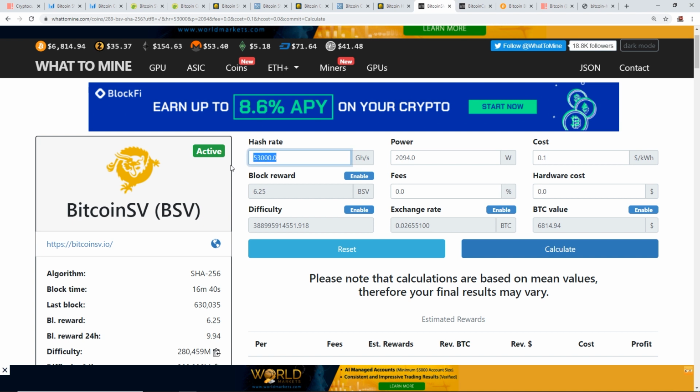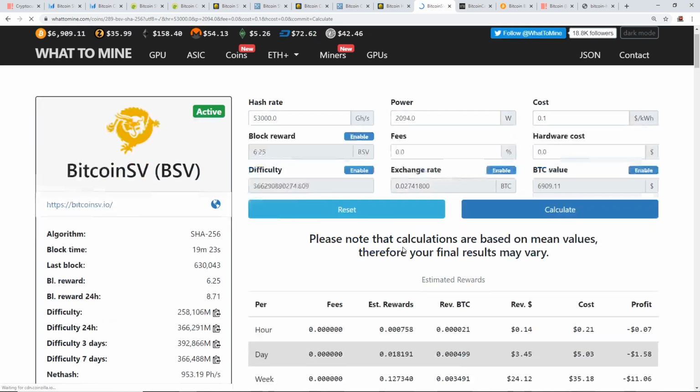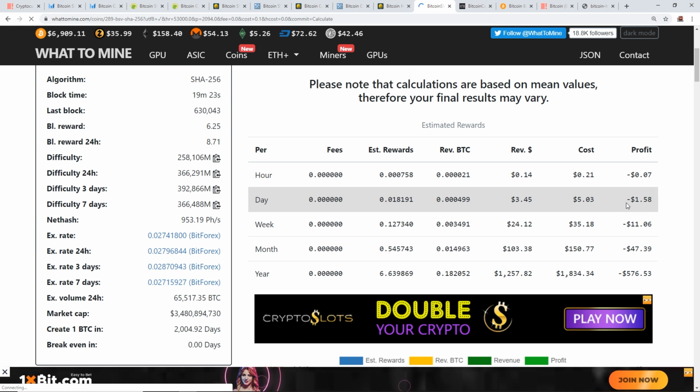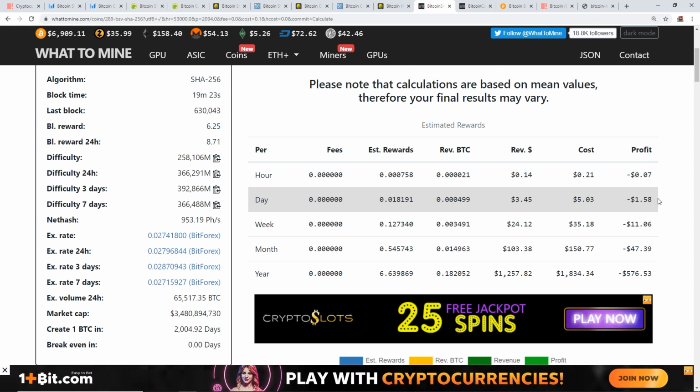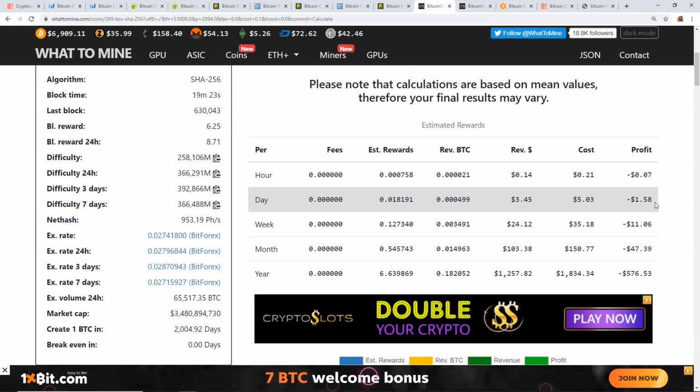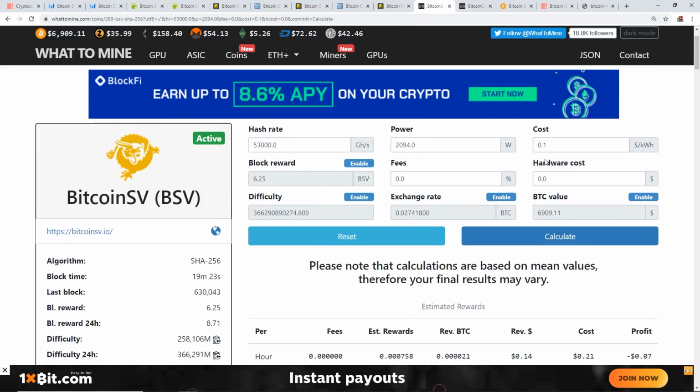But for example, a 53 terahash Antminer S17 at about 2000 watts at 10 cents per kilowatt hour, residential average. All right, hit calculate. We are getting a profitability of -$1.58 a day. So at 10 cents per kilowatt hour, not profitable.